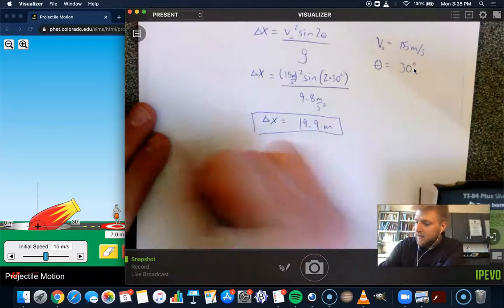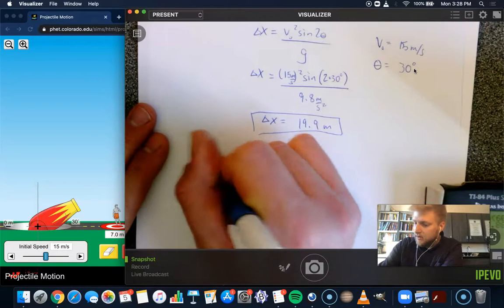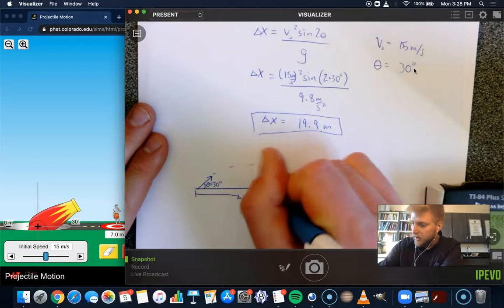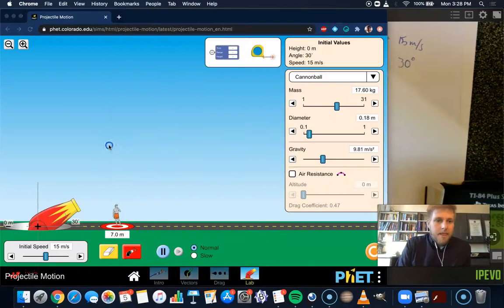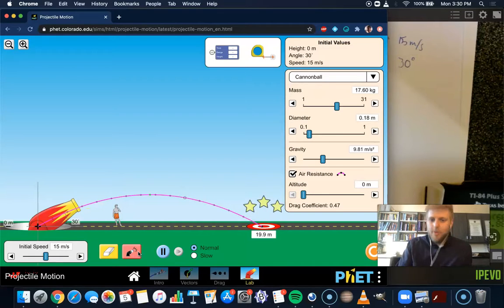What we're saying is that if you launch something at an angle of 30 degrees, it's going to have an x displacement of 19.9 meters. We made that prediction. Let's go check it out in the lab. I'm going to move this to 19.9 meters. We're going to hit the fire button. Fingers crossed. So we're going to launch it and see what happens. Boom, it hit right on 19.9 meters. Science works, physics works. Awesome.